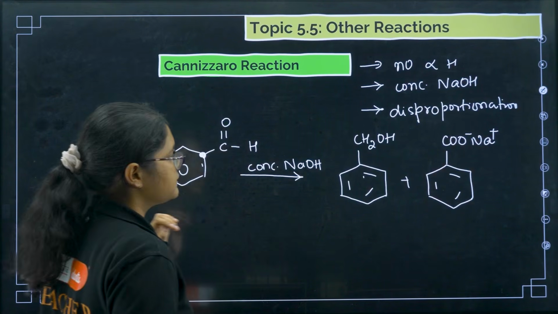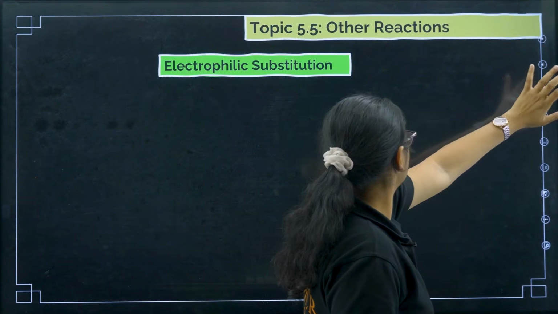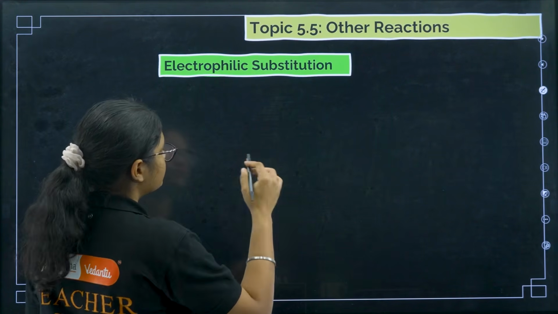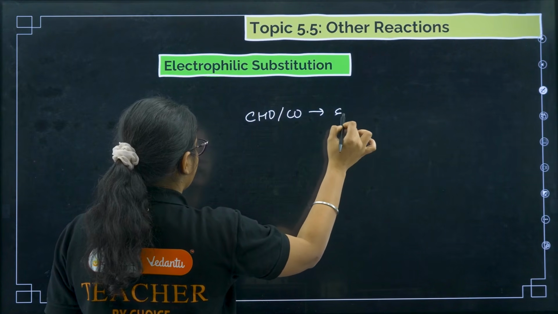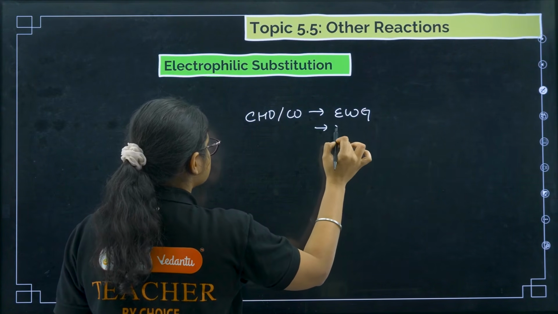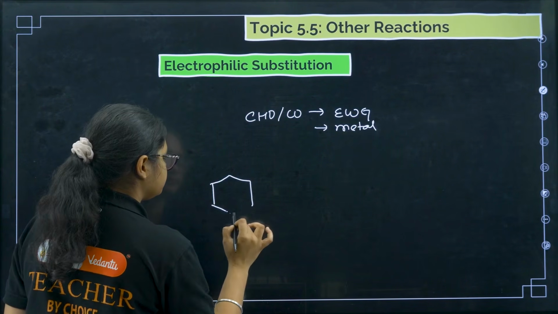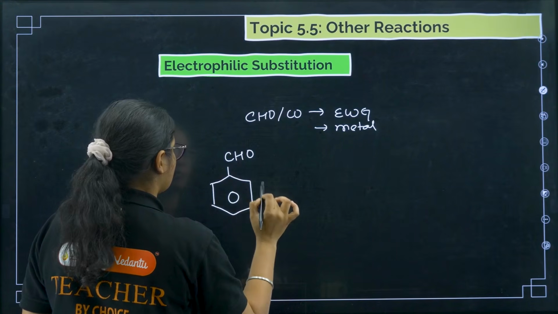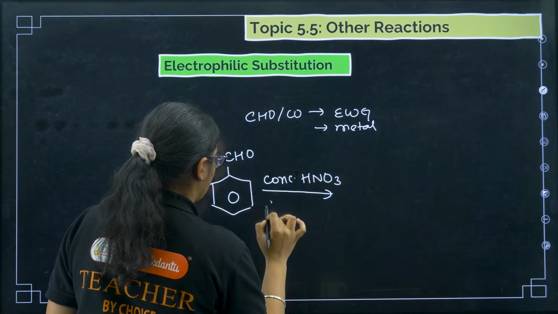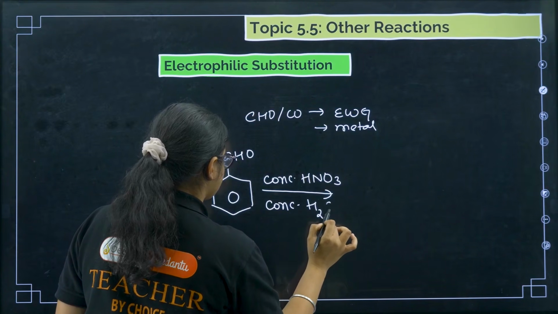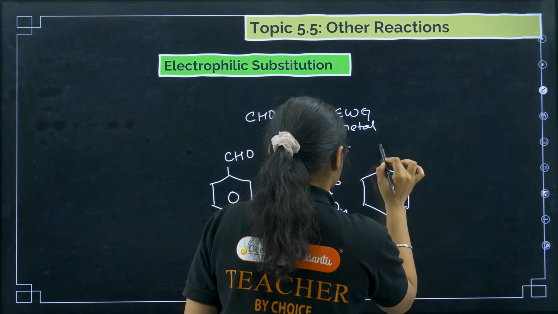Now under other reactions we also have the electrophilic substitution reactions. So under electrophilic substitution, first of all, this CHO group or CO group, these are what? Electron withdrawing groups. Okay, so what position they will do? Meta positions. Okay, so now meta positions you have like CHO. And if you want to do nitration, just do concentrated HNO3 and concentrated H2SO4. So where will the nitro group be attached? It will be attached at the meta position.